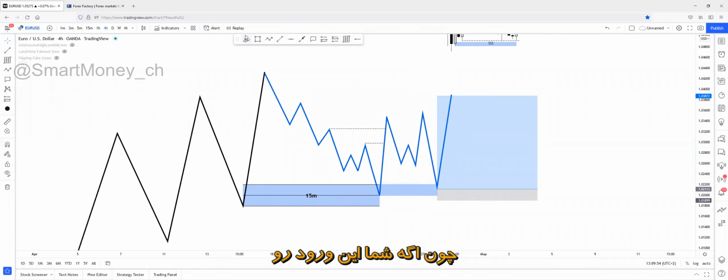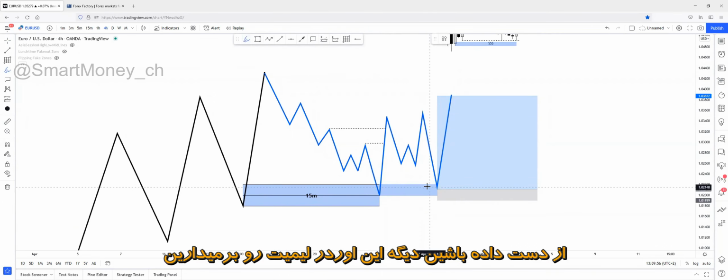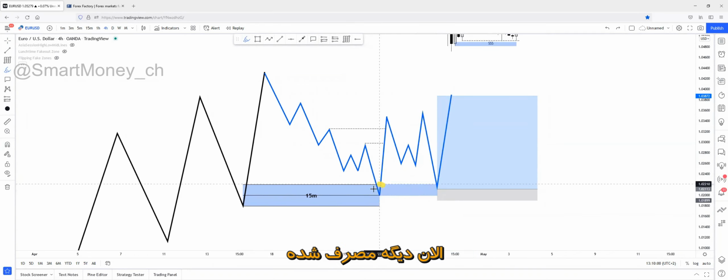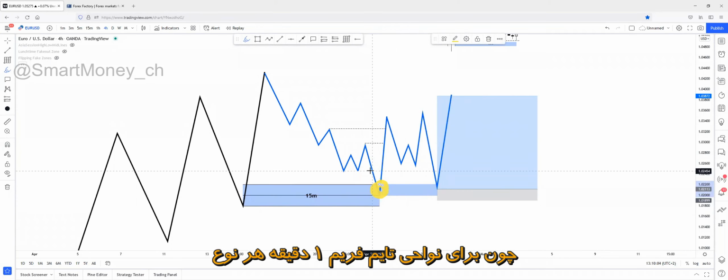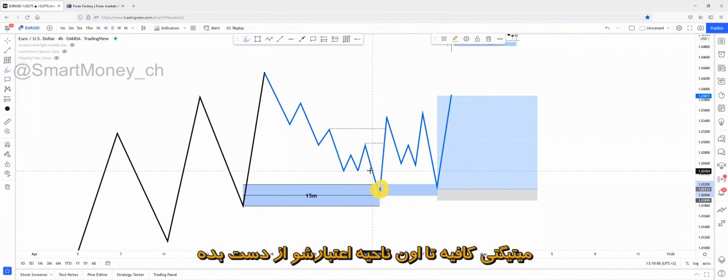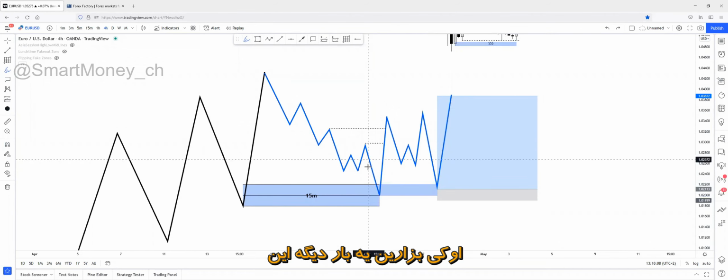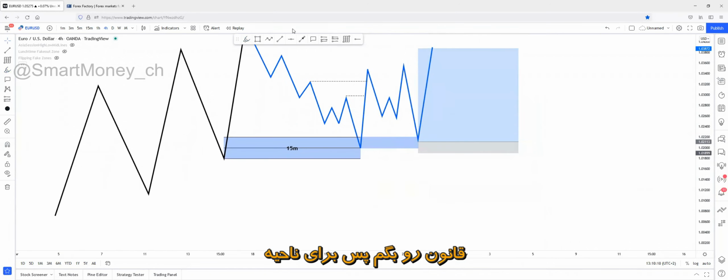Because if you miss this entry by 0.1 pipette, you don't want to keep this order here, because this order block has been already mitigated. So this 1 minute order block has been already mitigated, because for a 1 minute zone, any kind of mitigation is perfectly enough. Okay, so let's just go through this rule once again.